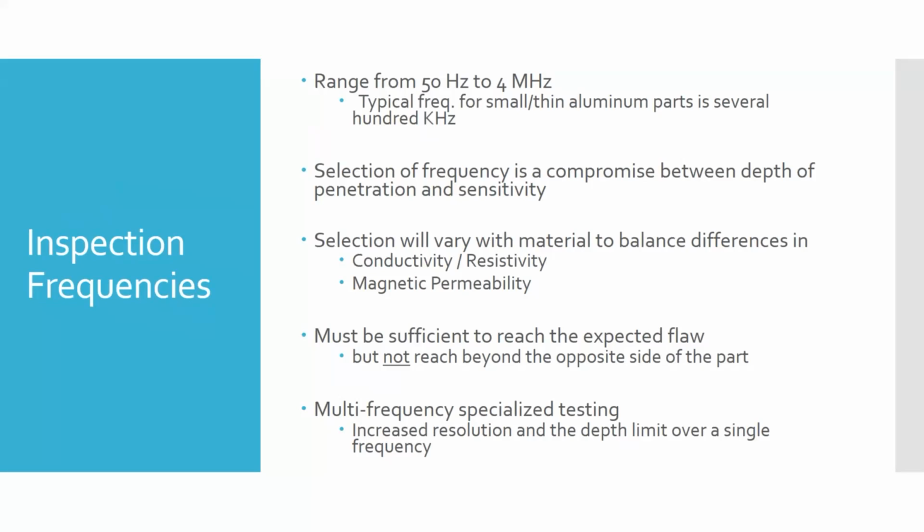The typical range most of the time for aluminum is in the hundreds of kilohertz. So if we're working with aluminum parts and trying to really get deep penetration, if we're looking for corrosion, it might be somewhere around 50 kilohertz. If we're looking for surface cracks, it's not uncommon to run our probes at 300, 400, 500, or 600 kilohertz, right? 600,000 hertz.